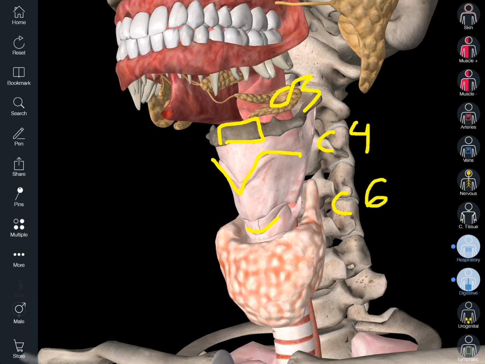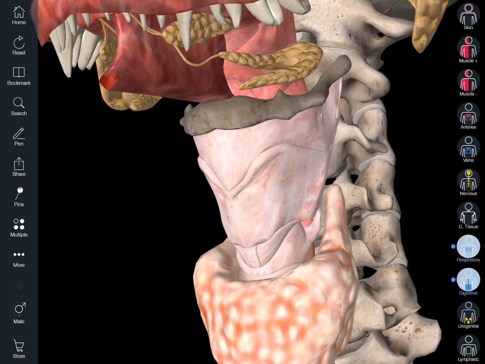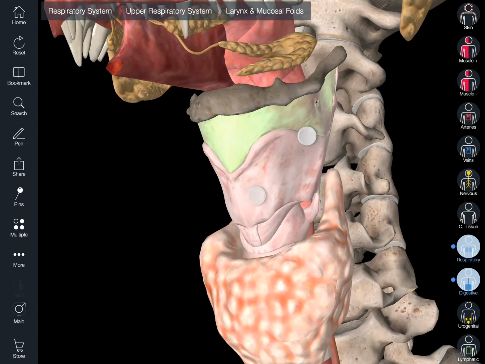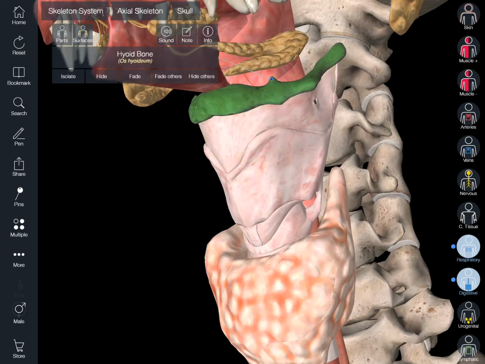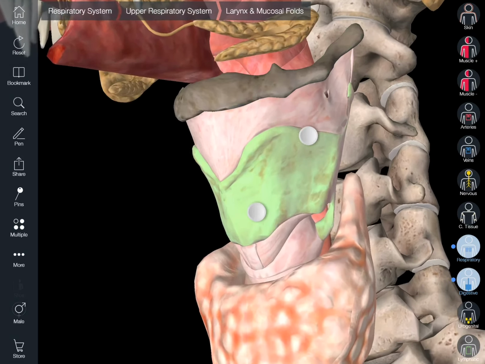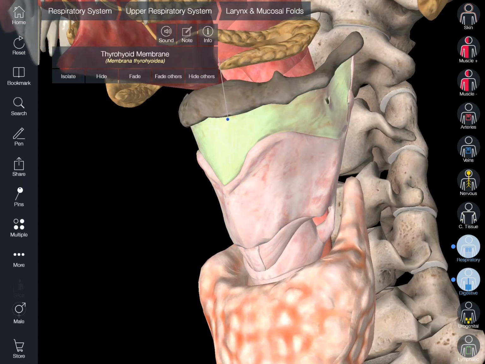Okay, so this is the thyroid membrane between the hyoid bone and the thyroid cartilage. Now, the thyroid membrane has got varying thickness, and it's thicker in the middle and lateral areas to form the median thyroid ligament and lateral thyroid ligament.